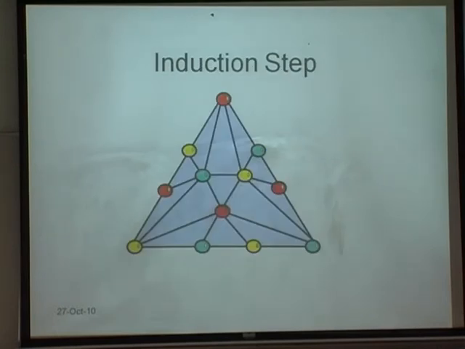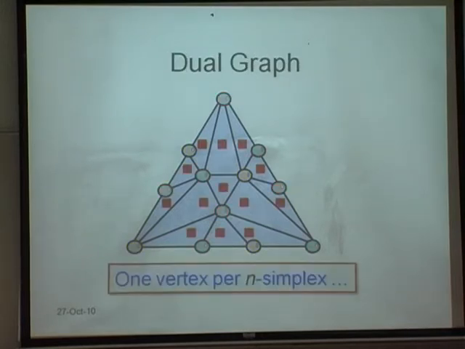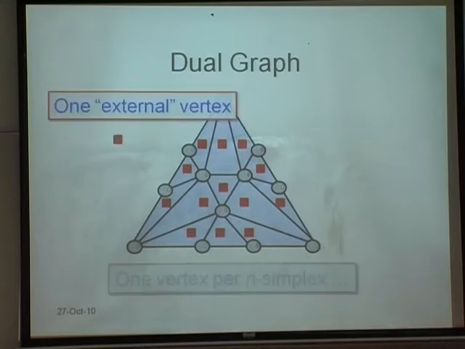Okay, so with the induction step, what we're going to do is take our manifold, and I'm going to construct a dual graph in the following way. I'm going to create a vertex for every n simplex. And then I'm going to add one more n simplex to represent the outside of the manifold. So I've got one vertex for every n simplex, and then one outside n simplex.